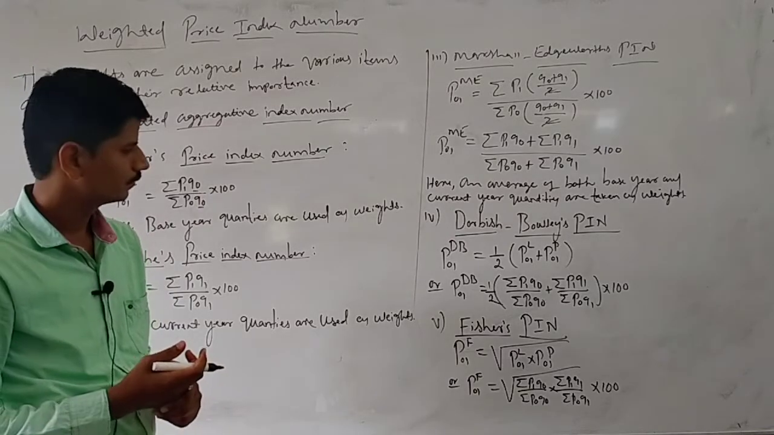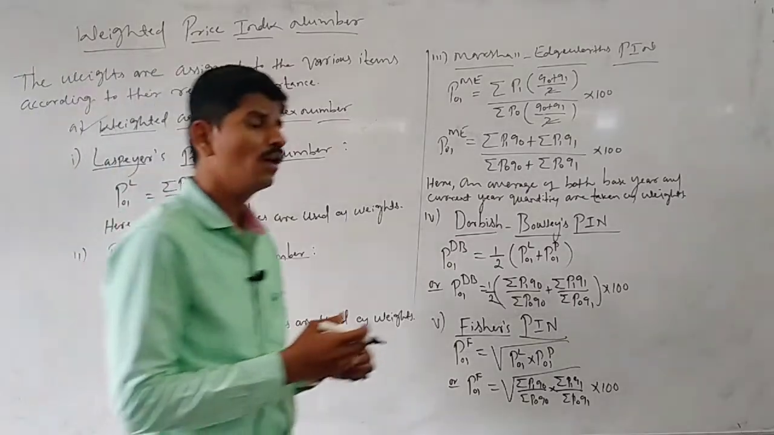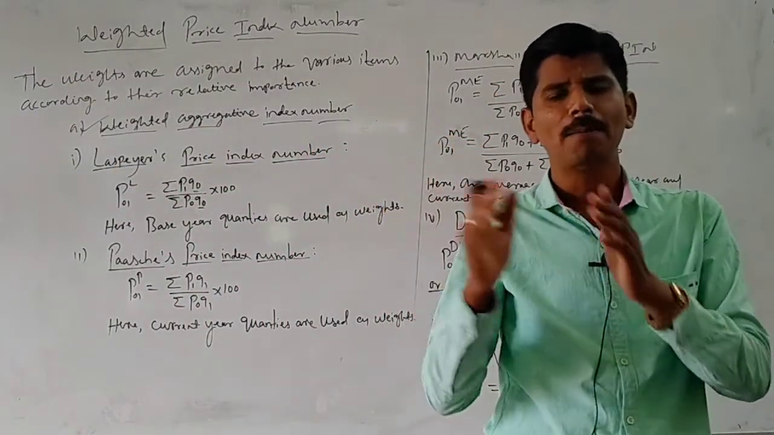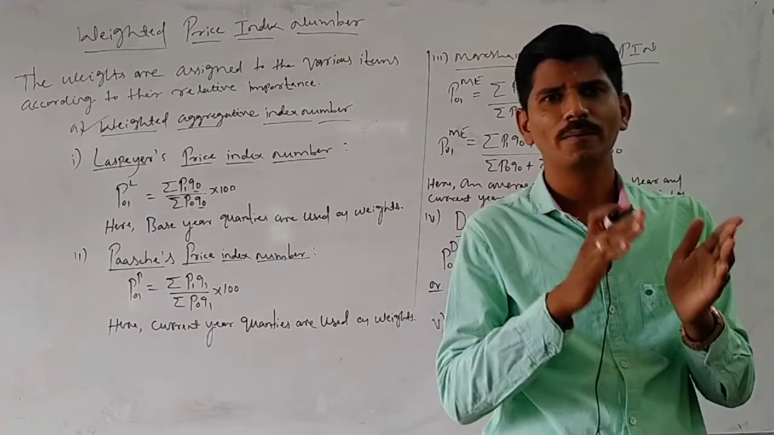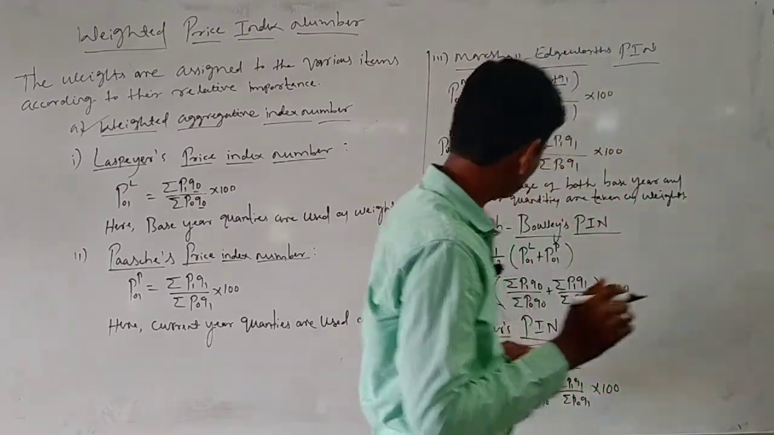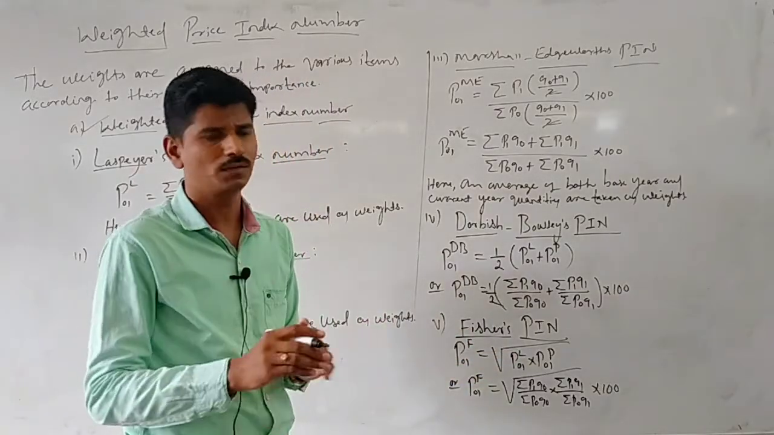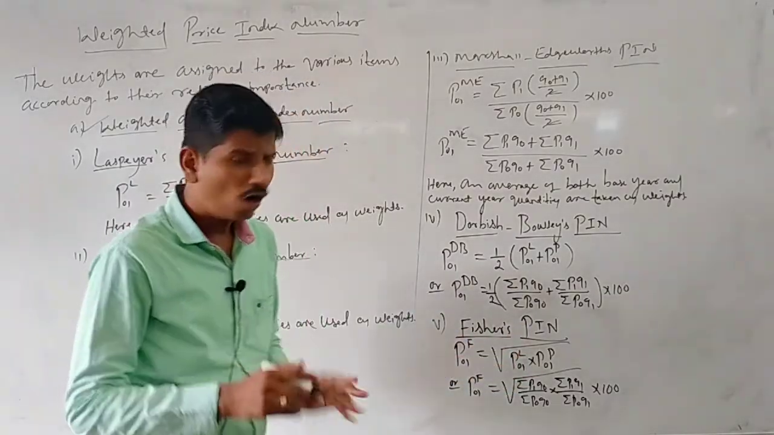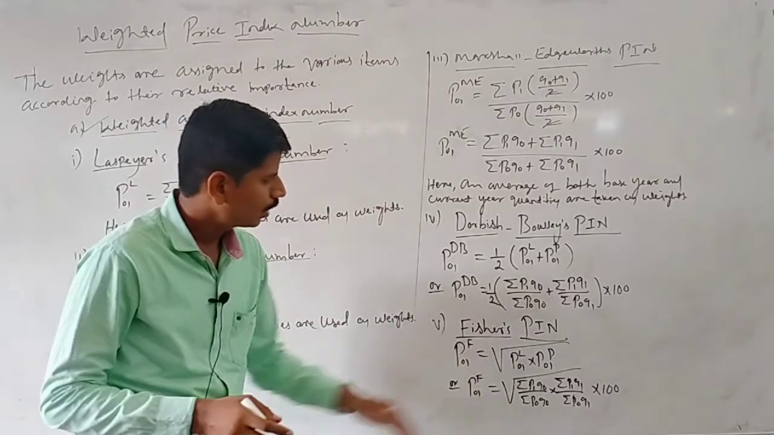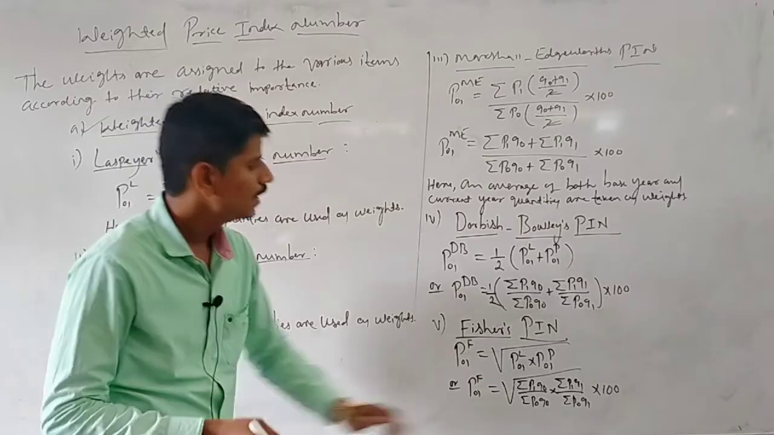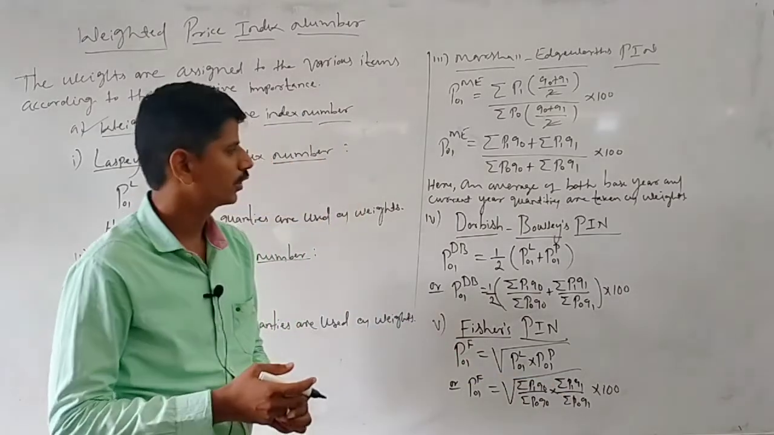Yes, got it? Okay, here what is the Fisher's index number? Fisher's index number is the geometric mean of Laspeyres' and Paasche's price index numbers. That is P01, okay, geometric mean means what? Under root of P01L into P01P, or P01F equal to under root of sum of P1 Q0 by sum of P0 Q0 into sum of P1 Q1 by sum of P0 Q1.